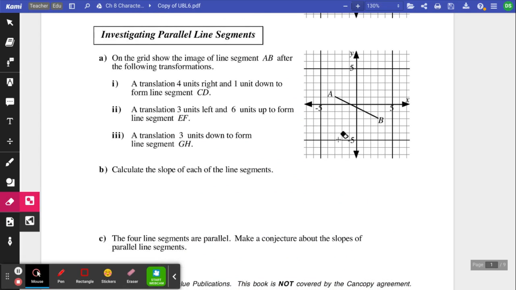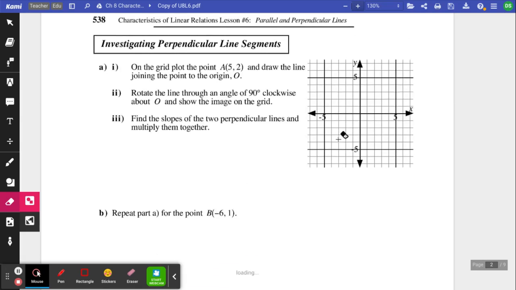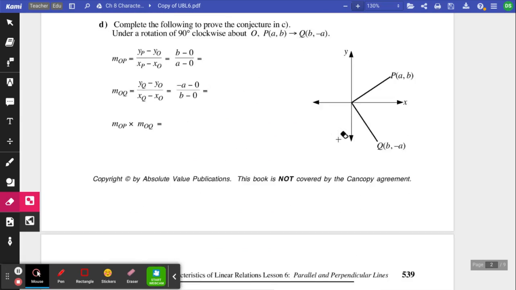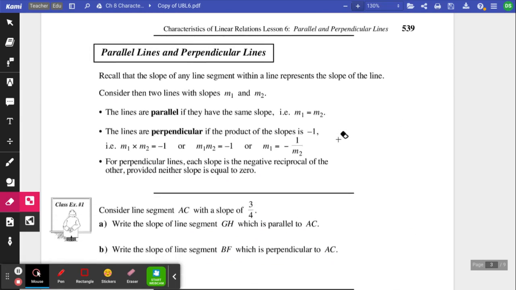I'm going to skip all that. I'm going to go right to page 539, but I'm going to have you tell me, what do you suppose, could you draw two lines that were parallel? What would that mean? What are parallel lines?